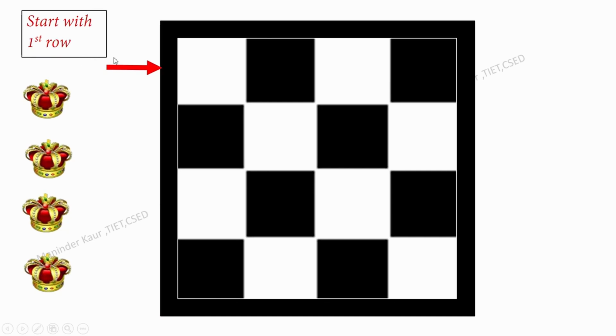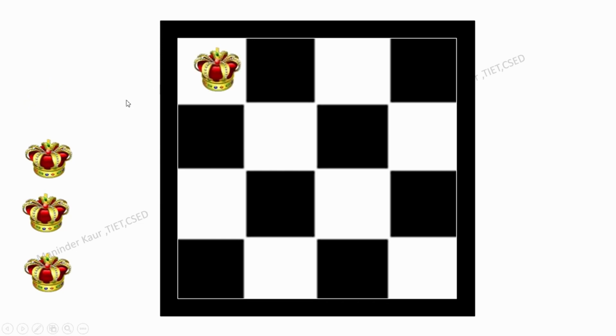Here in this example we are positioning the new queen row by row. Starting with the first row, we position the first queen at the first position. There is no chance of attack, because this is the only queen placed so far on the chessboard. Now, placing the next queen on the second row: if you try to place the second queen in the second row, first column, there will be a vertical attack from the previous queen. So this is not a feasible position.